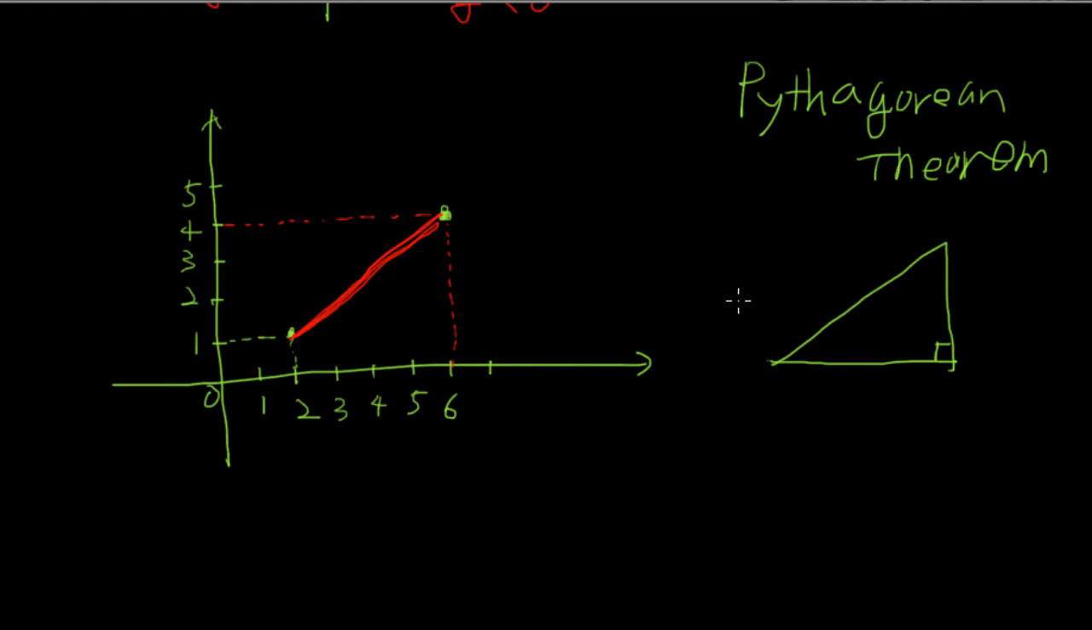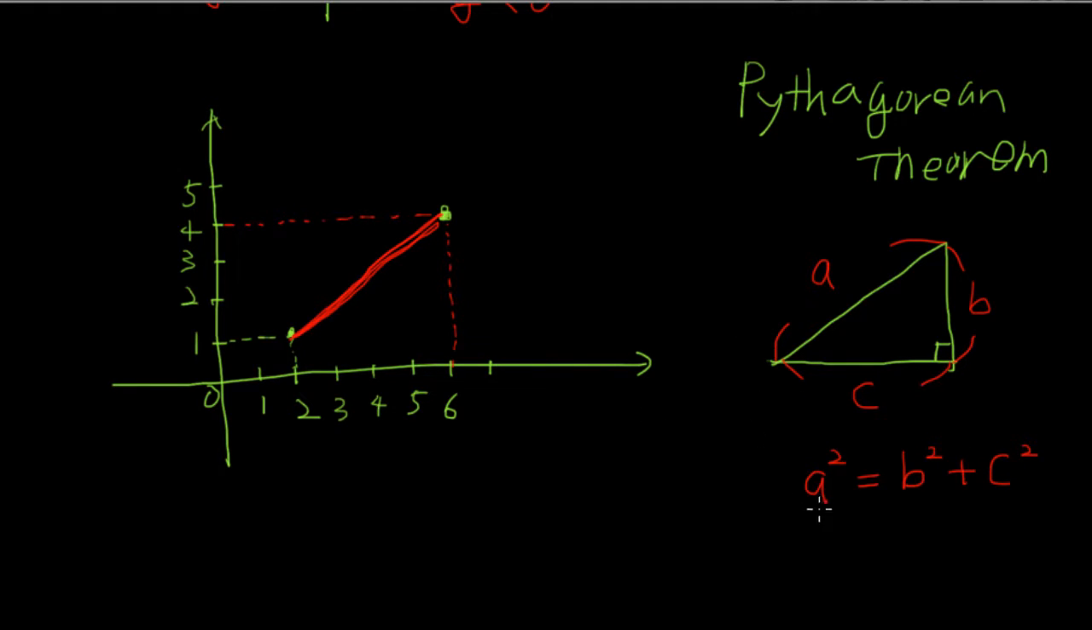And let's say the length of this side is A, the length of this side is B, the length of this side is C. If you have these ABC lengths, the relation between A, B, and C is like this. A squared equals B squared plus C squared.